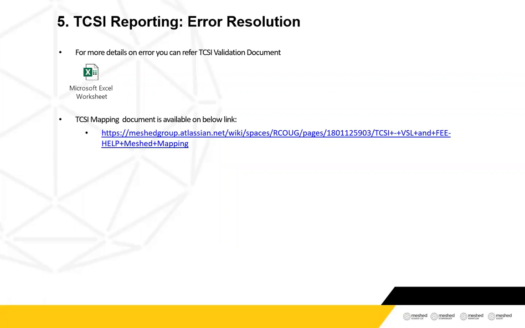In this document, the only concern is they have identified each and every TCSI element with an element number. So it might be difficult for you to identify where that element is mapped on mesh platform. For that mapping, you can refer to our mapping document. I will also walk you through this mapping document once we are on the platform.